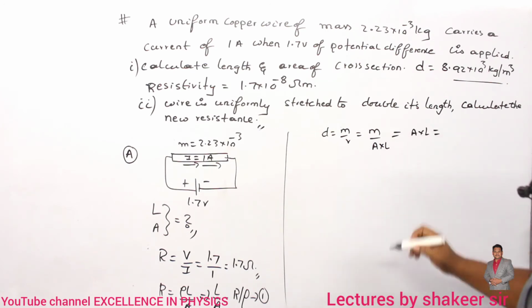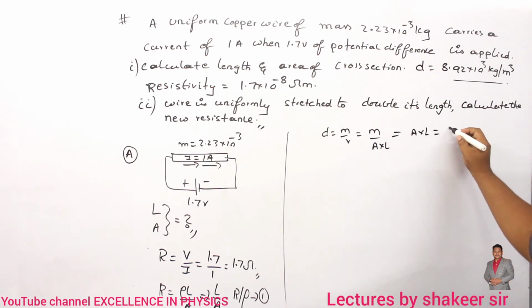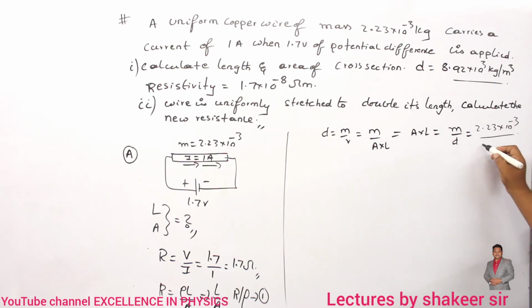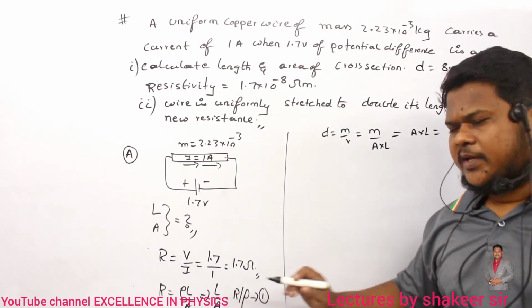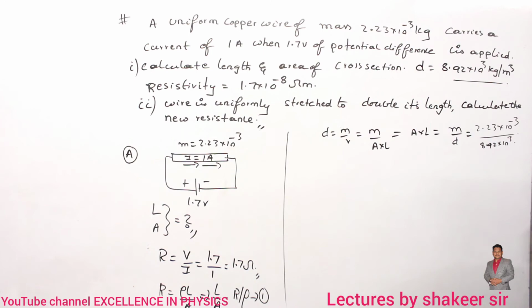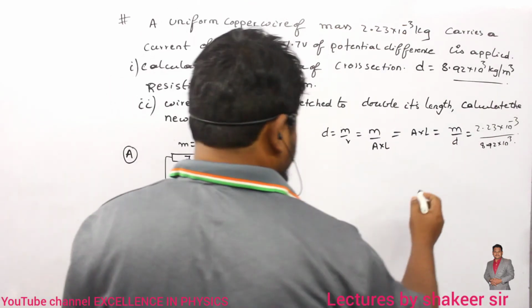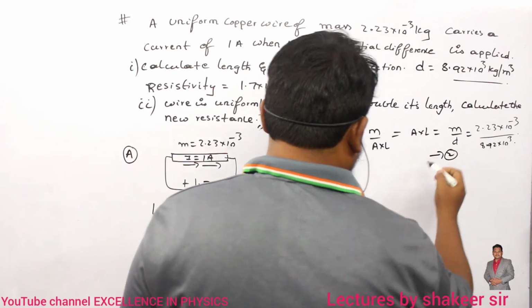So therefore A into L is how much? A into L is mass by density. Mass is already given, no? Mass is 2.23 into 10 power minus 3 divided by density, which is given as 8.92 into 10 power 3. Clear? So from this I got L by A, and from this I got A into L. So either you divide them or just multiply them. So this is my equation number 2. Clear? So what will I do?